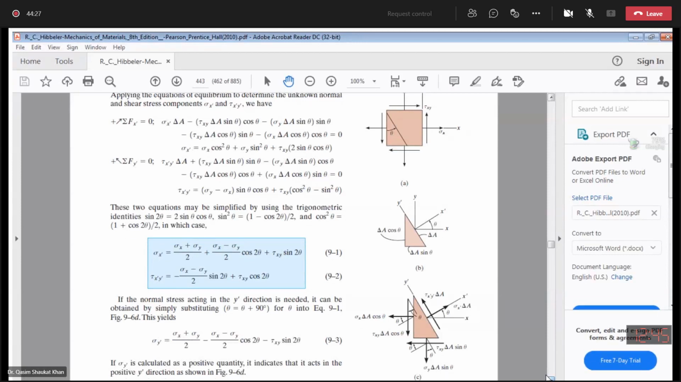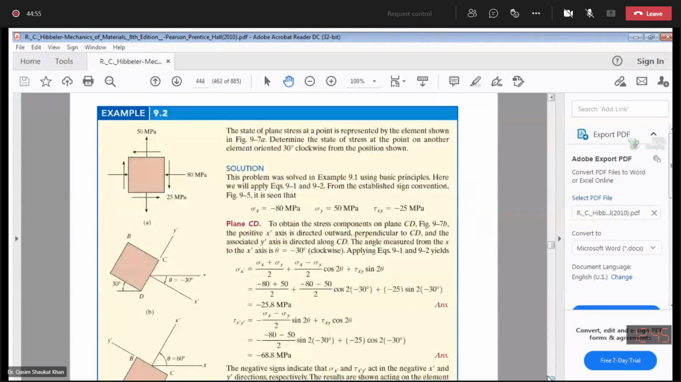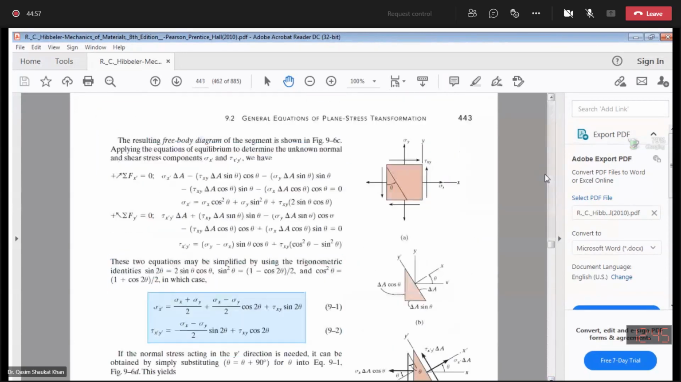In the book you can see they have drawn these figures, resolved these forces into their components, and then applied the equations of equilibrium: the summation of forces about the x dash axis will be 0 and the summation of forces about the y dash axis will be 0. This is just the overview. Now we will do these derivations step by step.